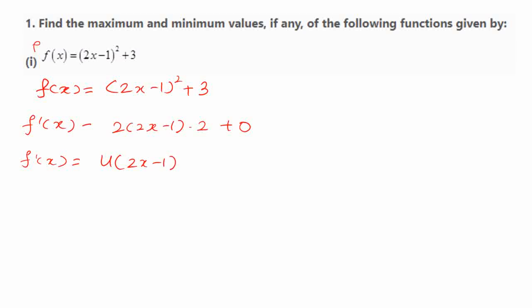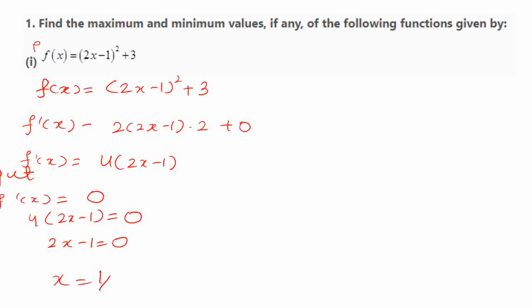So now next step is f dash of x we should substitute as 0. Put f dash of x equal to 0. So we will get here 4 times (2x minus 1) equal to 0. That is 2x minus 1 equal to 0, x equal to half. So only one critical point we got here, isn't it?